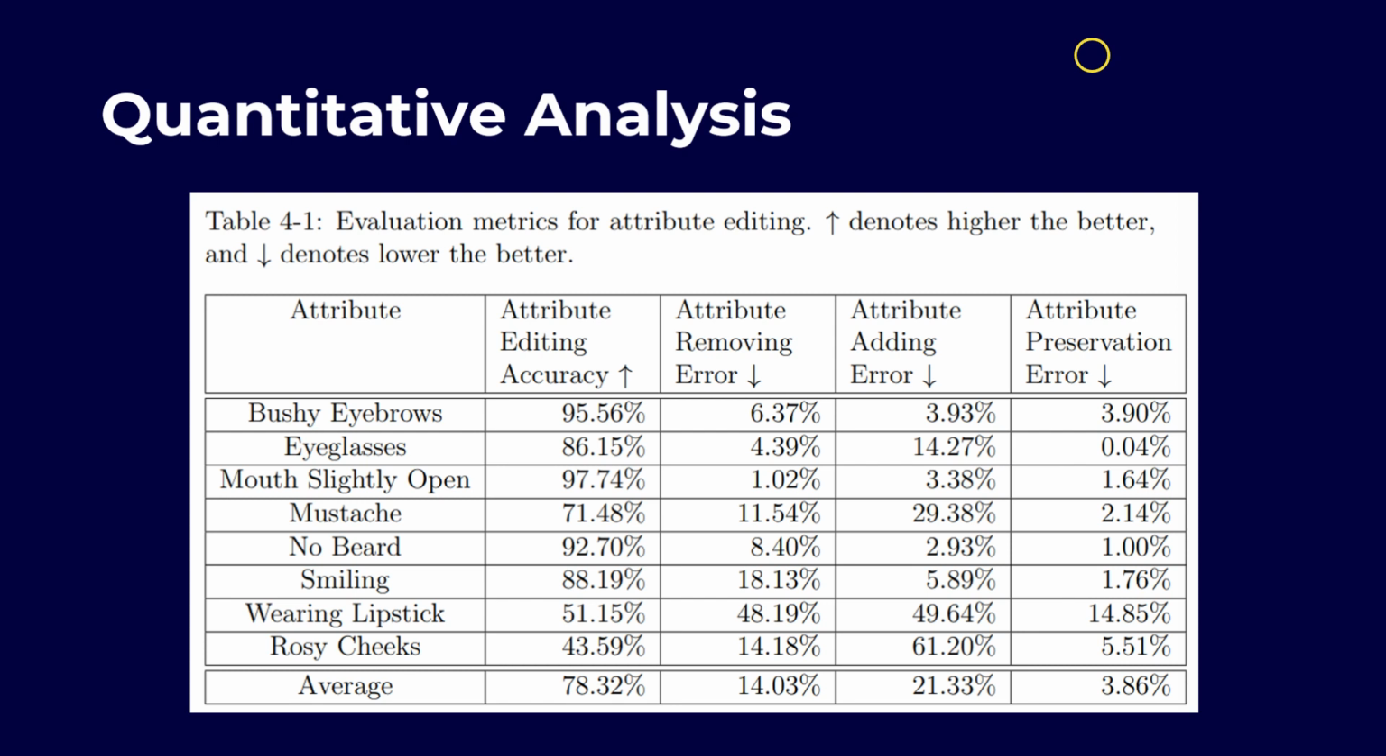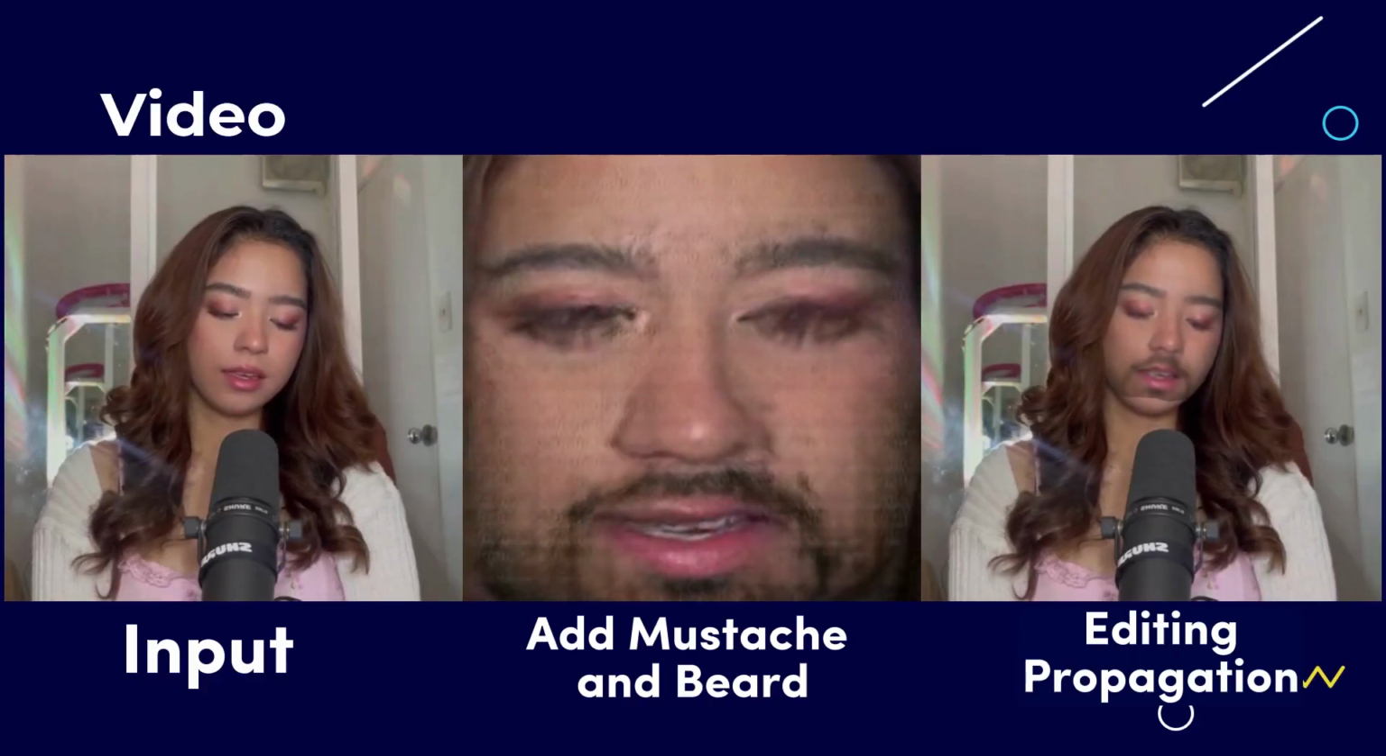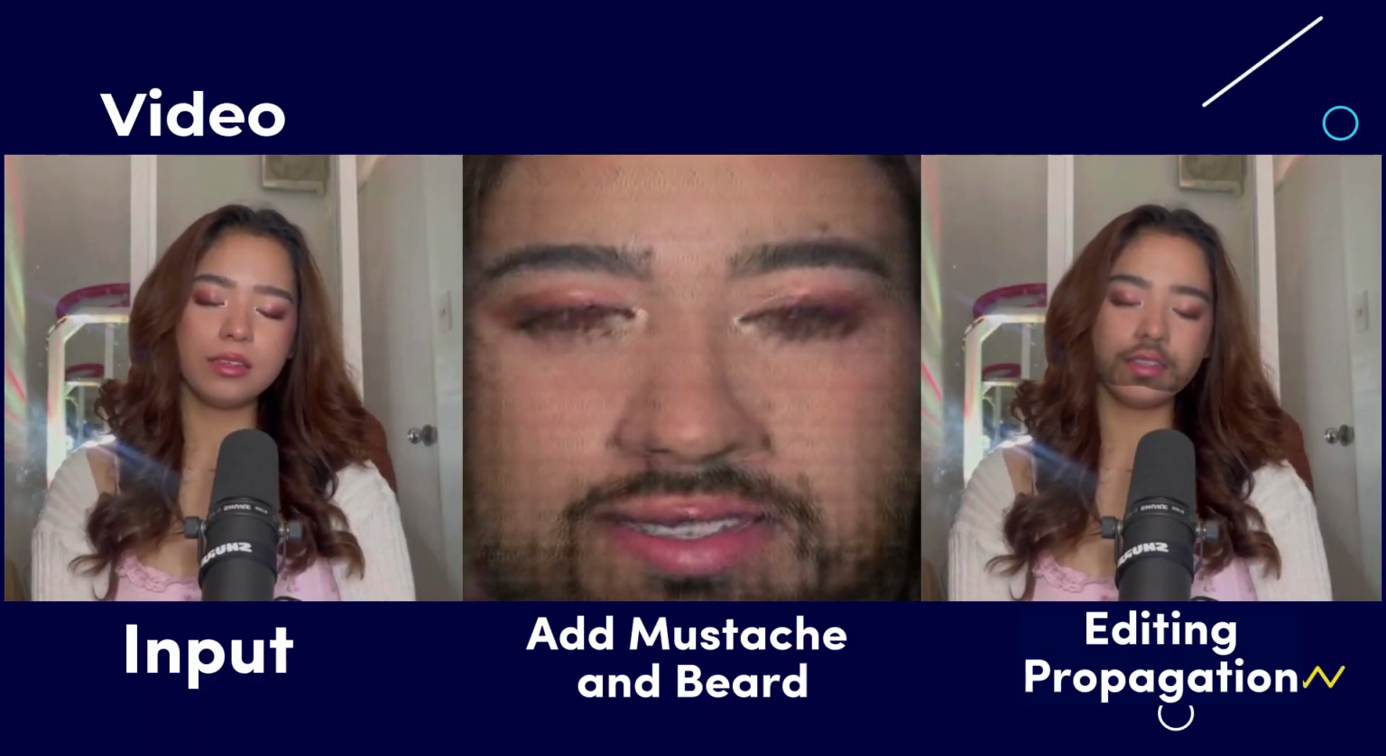I also performed quantitative analysis by evaluating the facial attribute editing accuracy of the ATT-GAN. It achieved an average accuracy of 78.32% per attribute. This is the final result when the alignment, editing, and editing propagation are performed at a single pipeline. This algorithm can also work well on video frames.